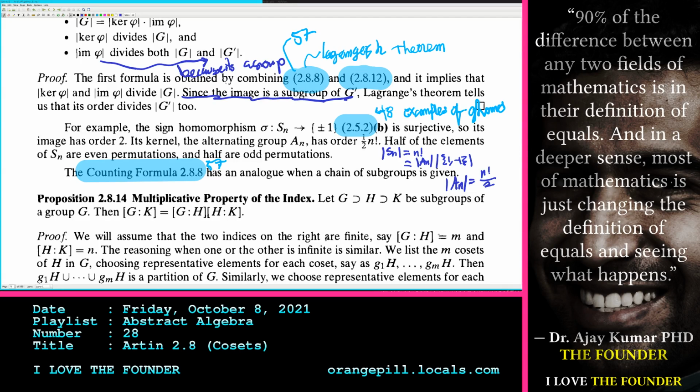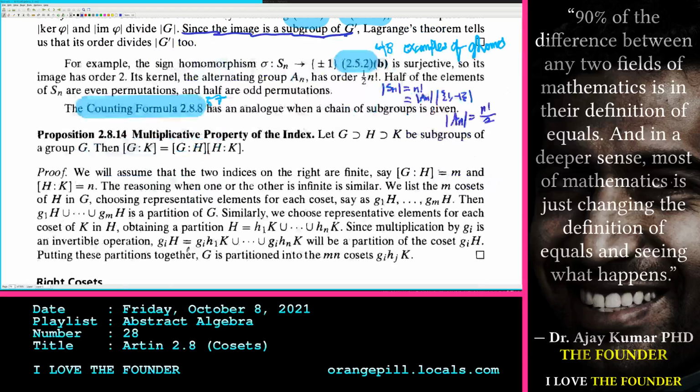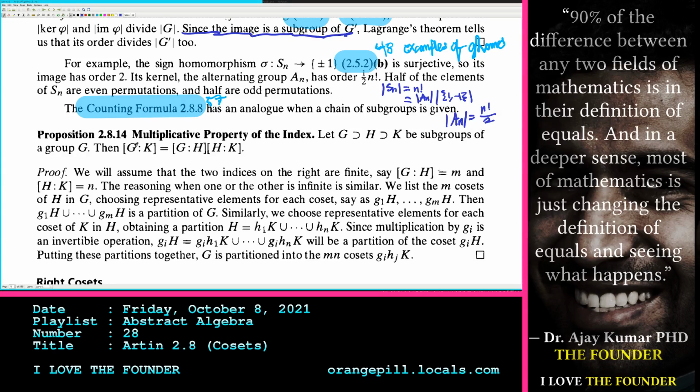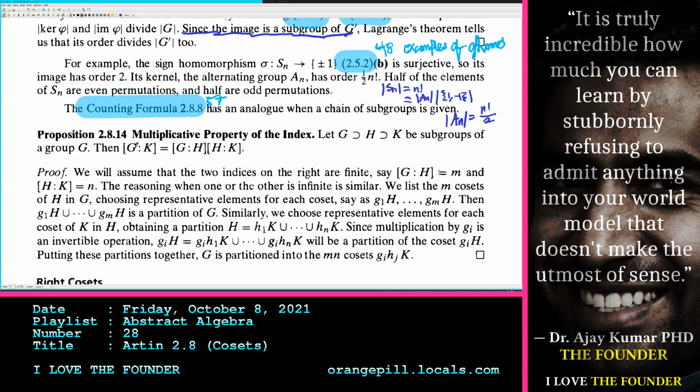Anyway, let G, H, K be a chain of subgroups of a group. Then the index of K in G is the index of H in G times the index of K in H. Let's just assume finite for now. I'm not going to worry about infinite. If one of these is infinite, then it kind of blows up the whole thing, but then you don't really get a contradiction, so it's fine. We list the m cosets of H in G. Okay, the index of H in G is m, and the index of K in H is n.